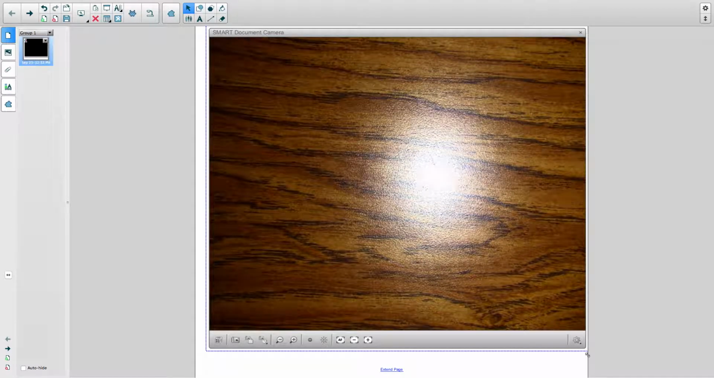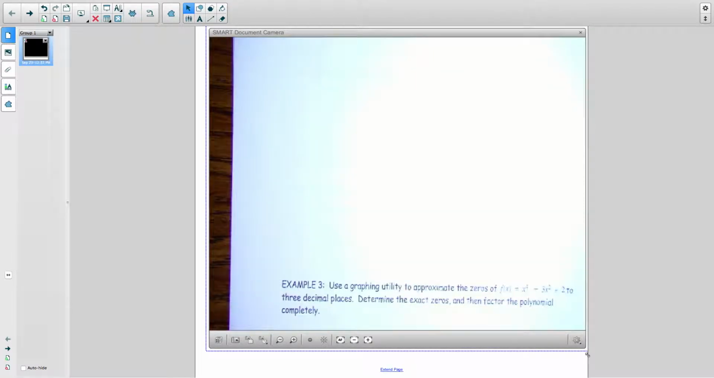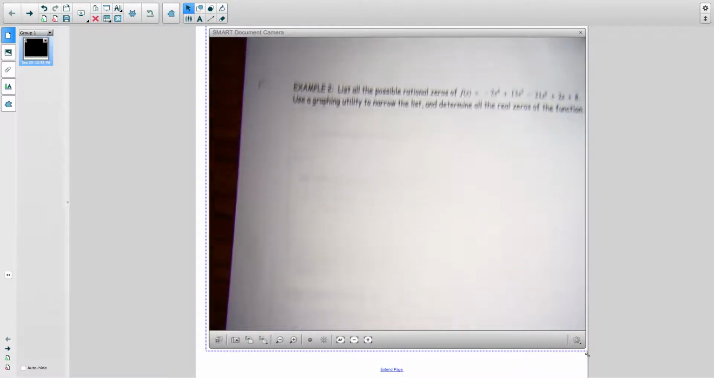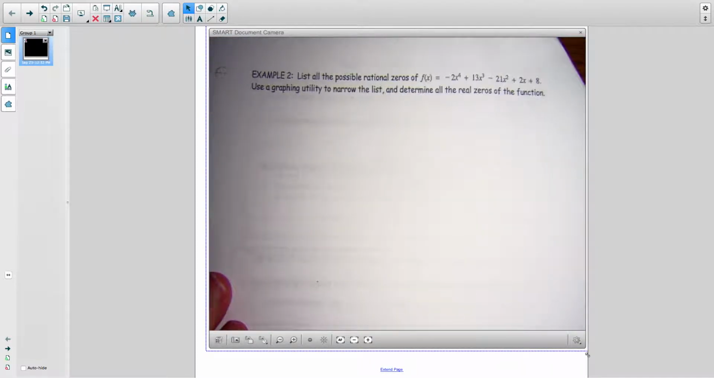All right. List all possible zeros for f of x equals negative 2x to the 4th plus 13x cubed minus 21x squared plus 2x plus 8. Use your graphing utility to narrow the list and determine all the real zeros.